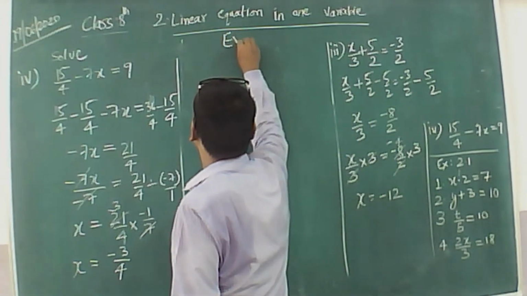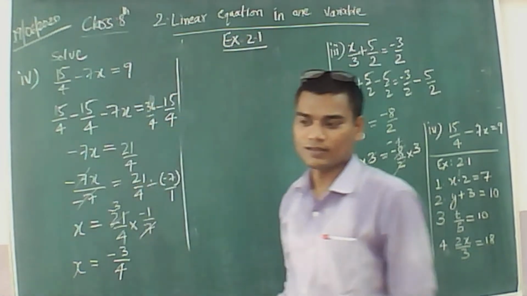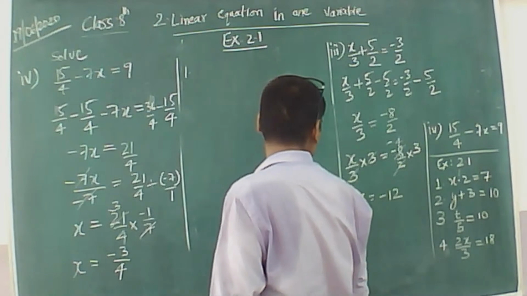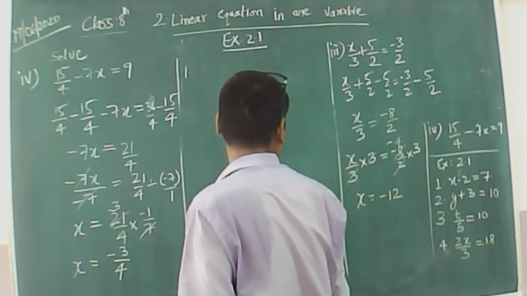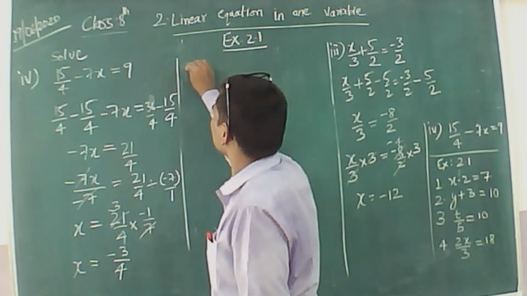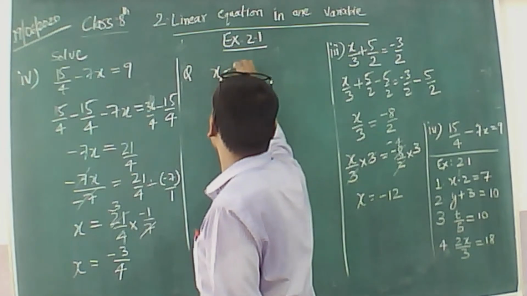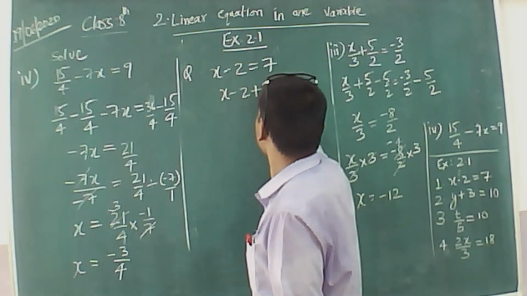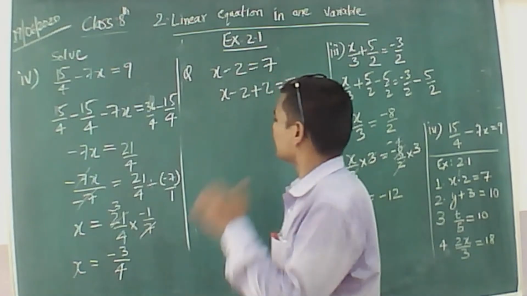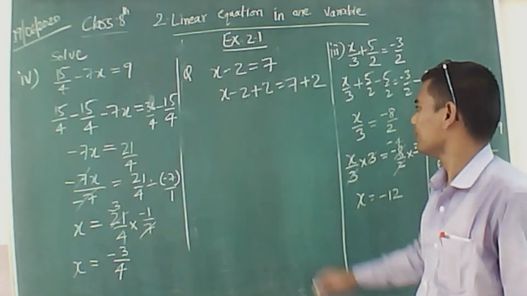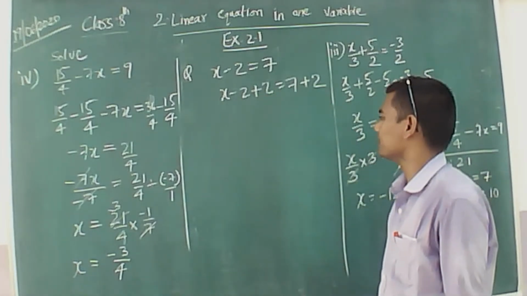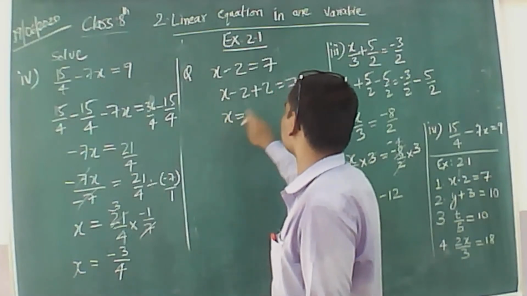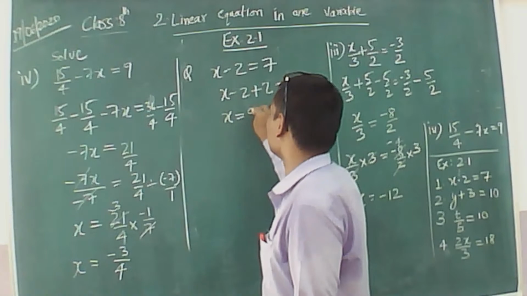Exercise 2.1. Question number 1. x minus 2 is equals to 7. So here it will be x minus 2, we added 2 on both the sides of the equality. So this minus 2 and plus 2 becomes 0, and x on the LHS and on RHS it will be 7 plus 2, 9.